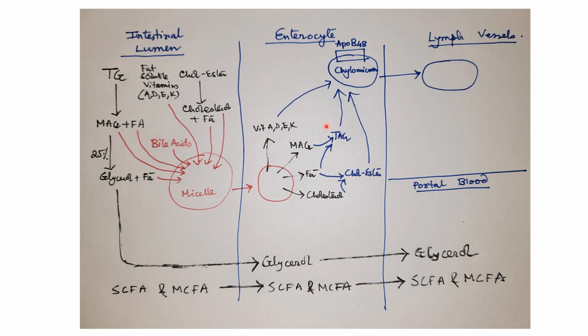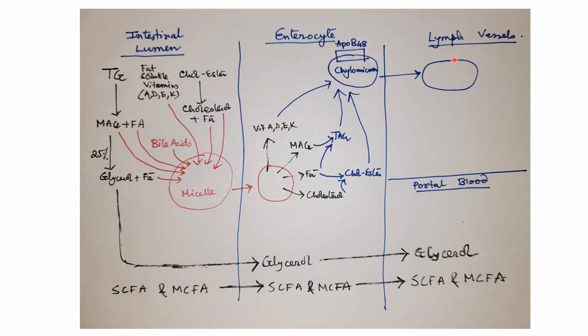So cholesterol ester, triacylglycerol, vitamins, all of them now assemble to form another very important lipoprotein structure known as chylomicron. Here they assemble with one very important apolipoprotein known as ApoB48, and in this chylomicron form, they get absorbed into the lymph vessels. These are very large structures, so they cannot go into the portal blood. The gap is not good enough for them, so there is fenestration in the lymph vessels, so they can get into the lymph vessels, and from lymph vessels they directly go into the systemic circulation.